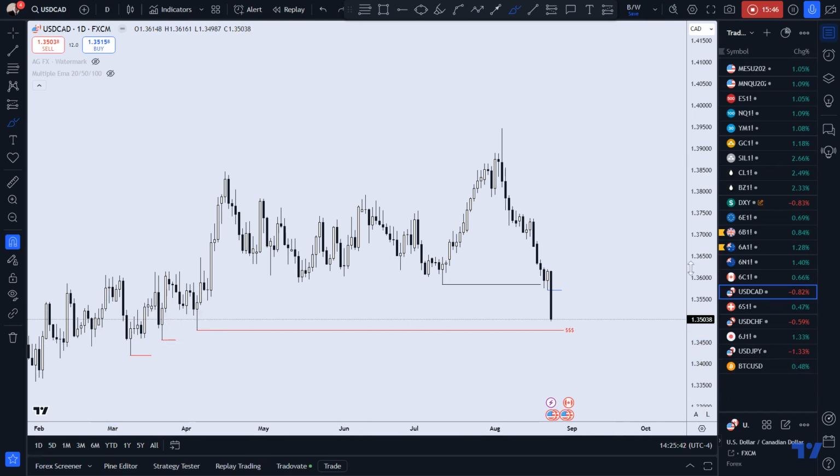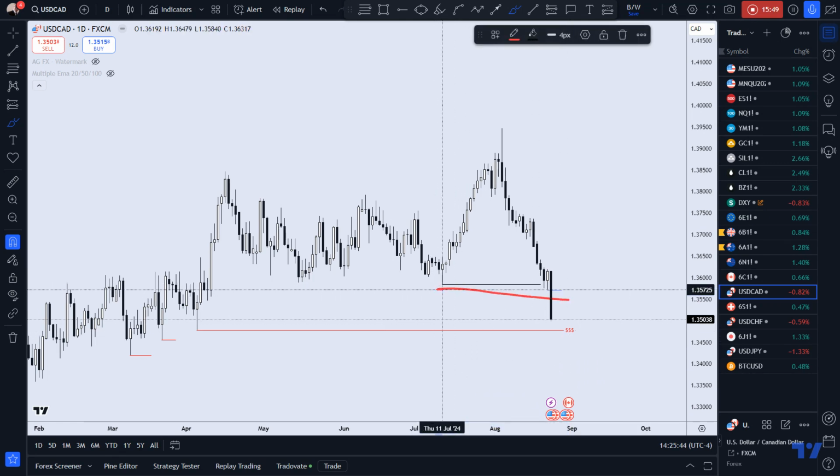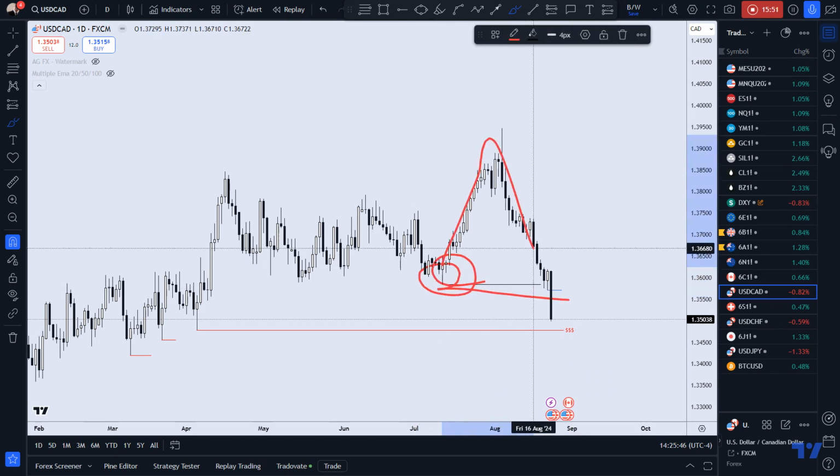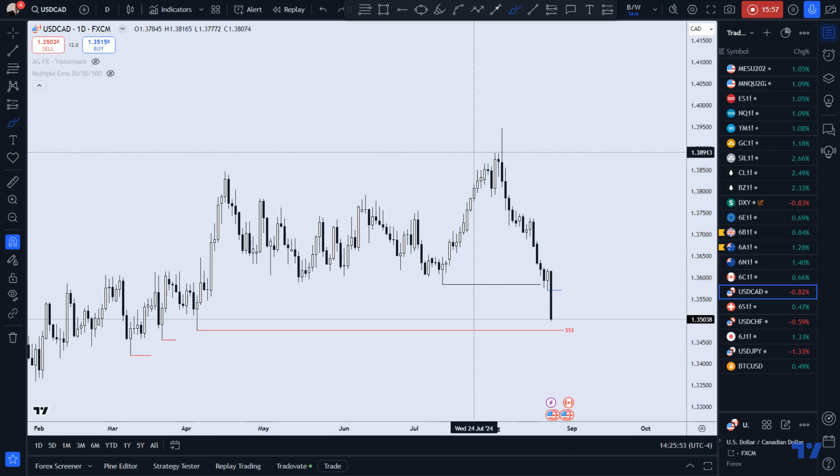Okay. This is a break of structure here. You just don't ignore breaks of structure. That's what I look for. I look for a break of structure and look for price to pull back, and then take that trade that's going along with the trend.